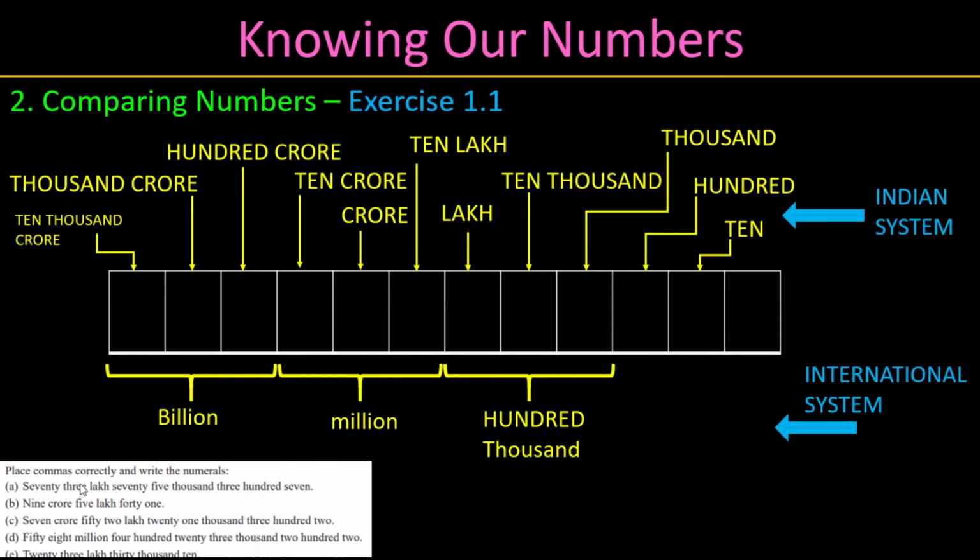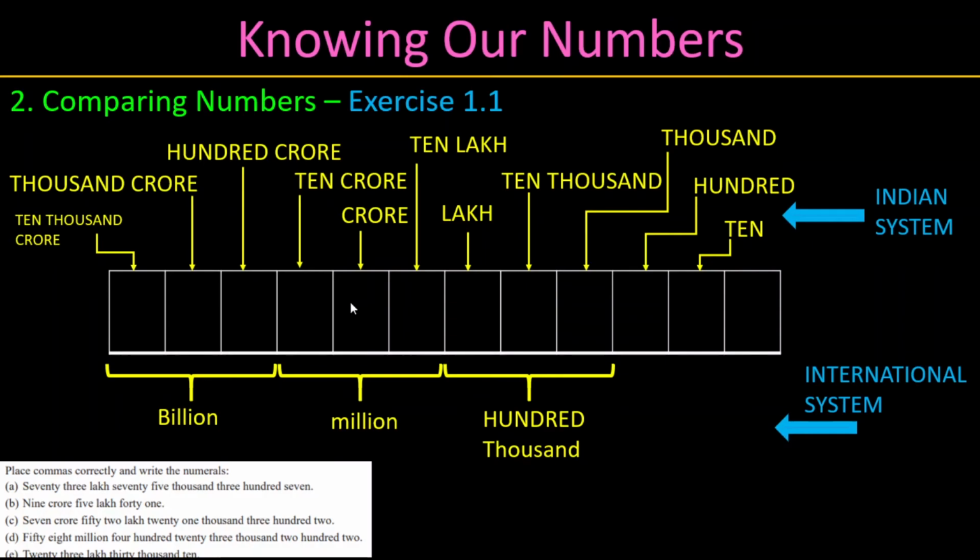Here place commas correctly and write the numerals. 73 lakh 75,307. Okay, we'll type it here. 7 3 7 5 3 0 7. So this is how we have to write. Okay, now 9 crore 5 lakh 41. Okay, let me type it here. 9 crore 5 lakh 41. Put 0. Okay, this is the answer.